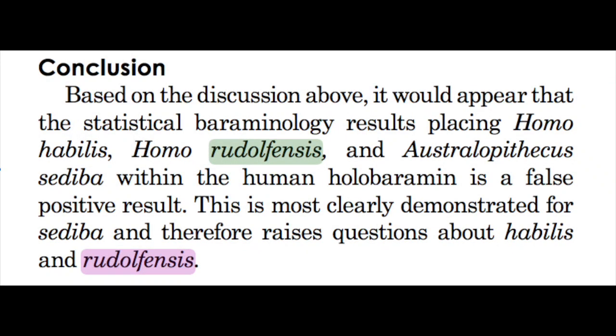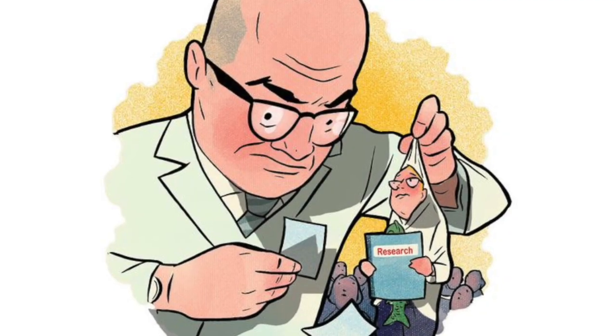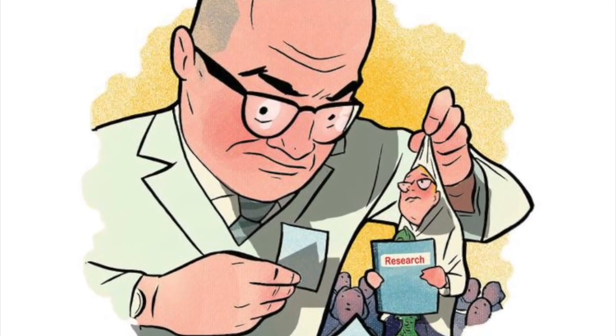So in conclusion, based on the discussion above, it would appear that the statistical baraminology results placing Homo habilis and Rudolfensis and Sediba within the human holobaramin is a false positive result. This is most clearly demonstrated from Sediba and therefore raises questions about Habilis and Rudolfensis. And I would completely agree with this because of the other study that I found above, which showed when you place Sediba next to Rudolfensis and over the skull that they have, it's nearly identical. So what are we seeing? We're seeing a miscategorization. That's all it is.